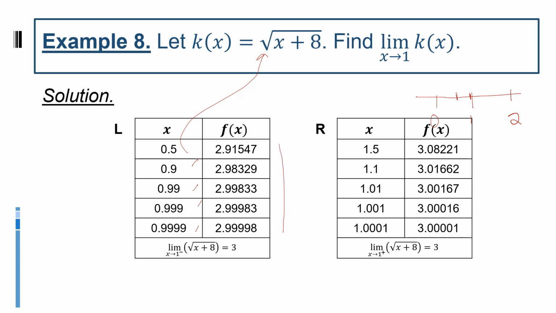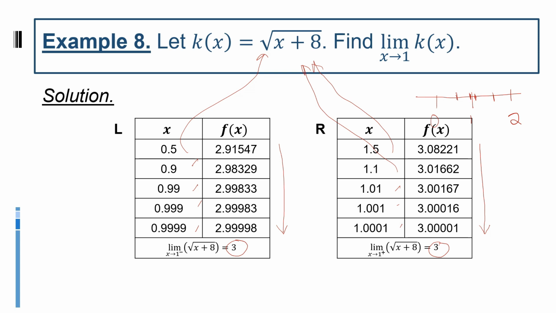Observe that the behavior of the graph now actually approaches 3 from the left of 1. On the other side, let's use 1.5. So, plugging in, we have 3.08221. Then, let's move closer, we have 1.1. We have 3.01662. Then, mas palapitin pa natin up to 1.001, that will give us 3.0001. And observe that yung graph natin, or yung function natin, approaches 3 from the right of 1.